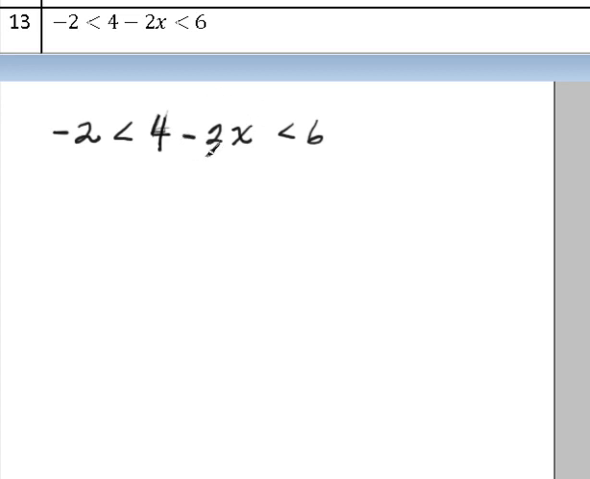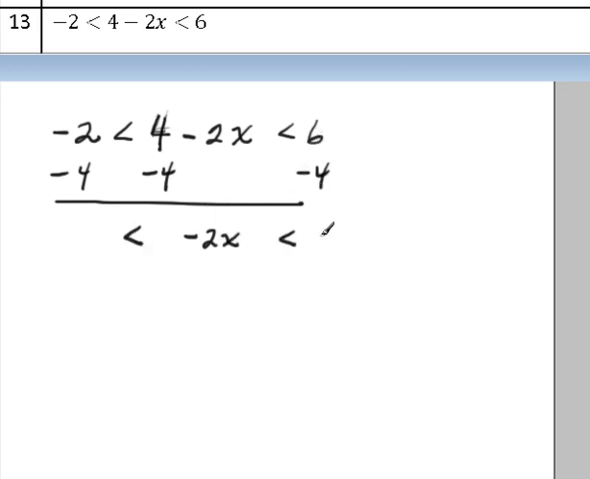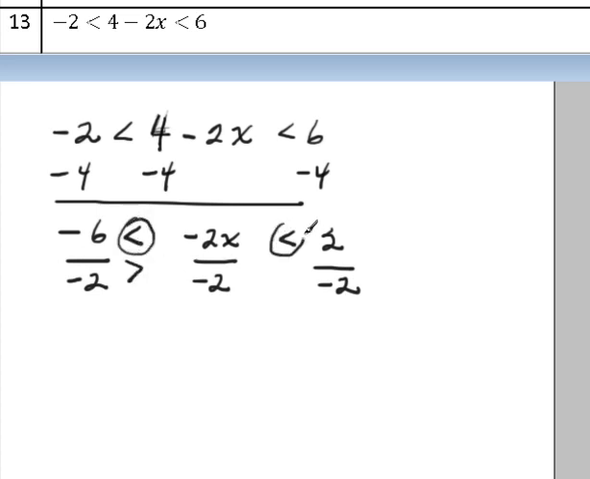All right, we want to isolate x in the middle, so we'll start by getting rid of this 4. Subtract 4 from all three sides of the double inequality. Okay, so we'll bring down this minus 2x in the middle. And here we have a 2, and here we have minus 6. Okay, now to isolate x in the middle, we're going to divide by that coefficient of minus 2. All right, so again, here we're dividing by a negative, so we'll switch the direction of the inequality when we do that. Okay, so here we have x is between, here we have a minus 1, and here we have plus 3.